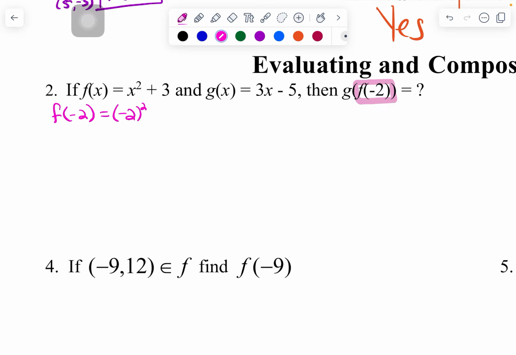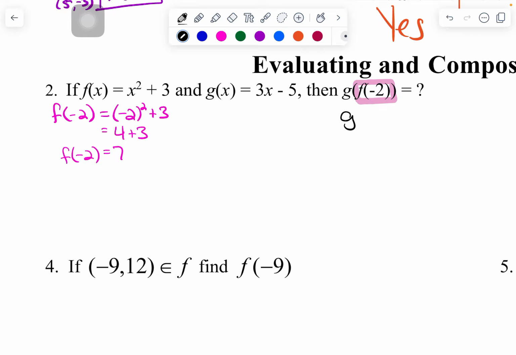Please use parentheses when you are substituting, all right? Especially when you're dealing with a signed value like this, because we're raising that signed number to, in this case, a square. So negative 2 squared is positive 4. So positive 4 plus 3 makes 7. So what this means for us is f of negative 2 equals 7. So right here, where I have this part highlighted in pink, I just went over it in green, we're going to replace this with 7, because that's what f of negative 2 equals.